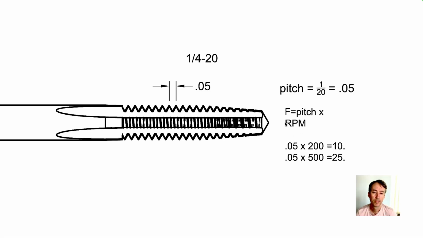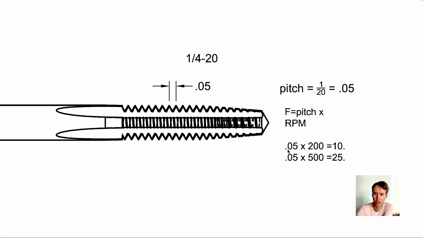People always ask, okay, we can calculate the pitch, but how do I get the RPM? I usually start around 500. It depends: for a bigger tap, you're probably going to want to go a little bit slower, and for a smaller tap, you might want to go a little bit faster. For a 1/4-20, somewhere between 200 and 500 works well. In most cases, I'd probably use 500.